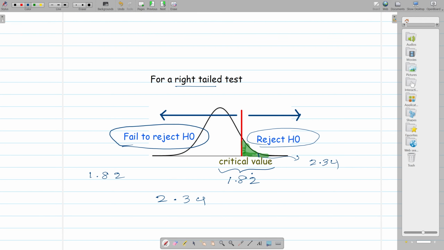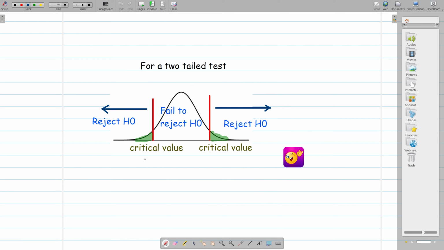Let's move into the two-tailed case. It has two rejection regions. Why? Because we have two critical values over there, right? You know that those critical values are the same in magnitude but different in sign. So if this is minus 1.82, this is 1.82.